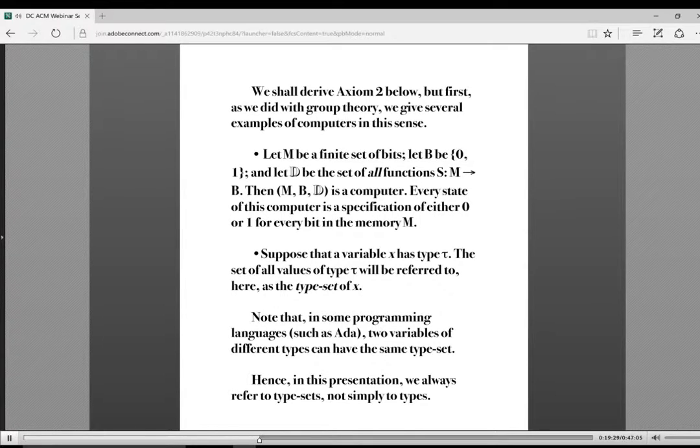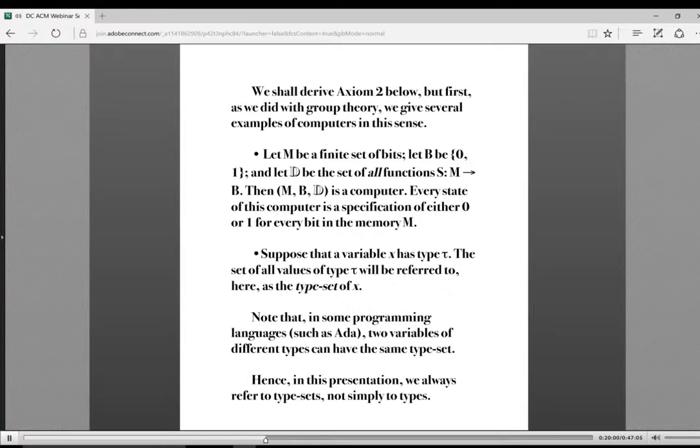in this sense. Number 1, let M be a finite set of bits. Let B be the set consisting of 0 and 1. And let D, this time, be the set of all functions, S, from M to B. Then M, B, D is a computer. Every state of this computer is a specification of either 0 or 1 for every bit in the memory M.